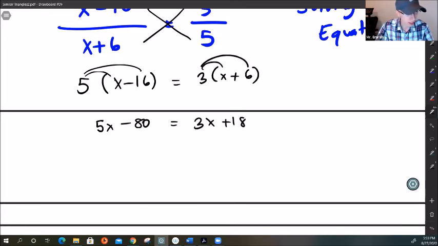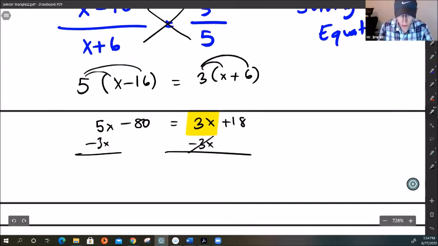Then since I have an equation, and since I have x on both sides, I need to get rid of the smaller one. I want to get rid of the smaller x term, that's the 3x, because I don't want x to contain a negative coefficient. That's why I always get rid of the smaller one. Minus the 3x from both sides. 18 on this side, and then 2x minus 80 on this side.